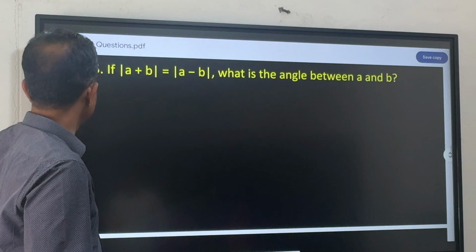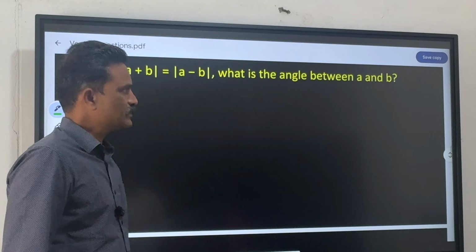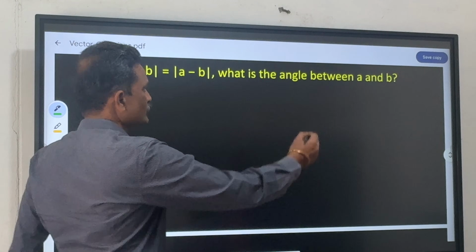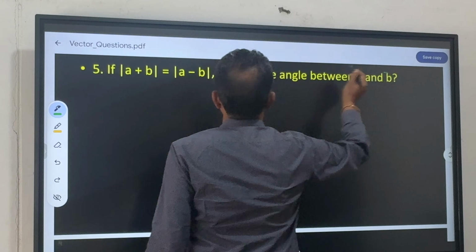If mod of a plus b is equal to mod of a minus b, where a and b are vectors, find the angle between them. So these are all vectors.